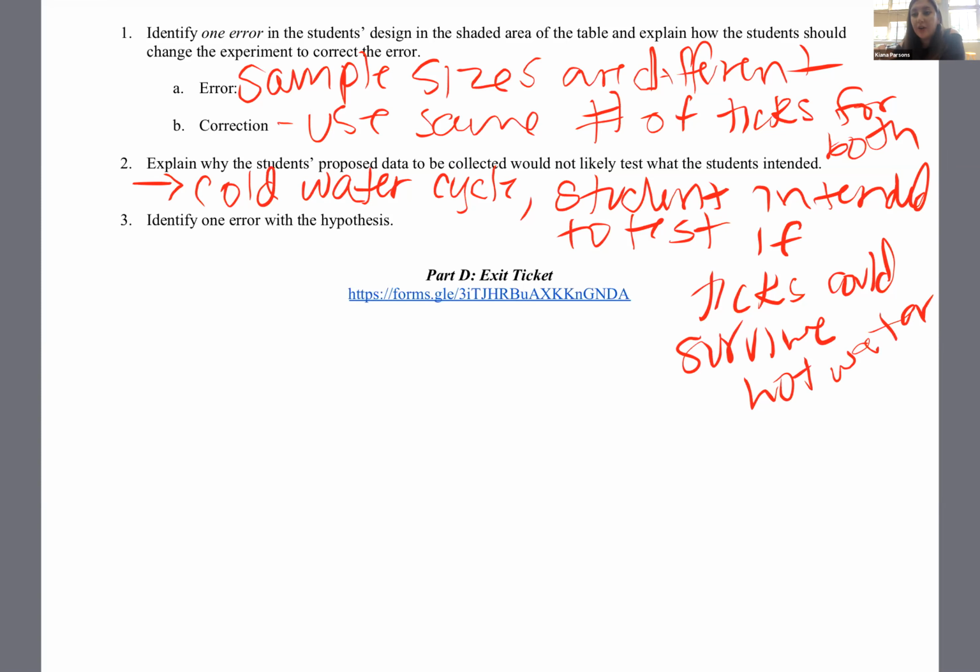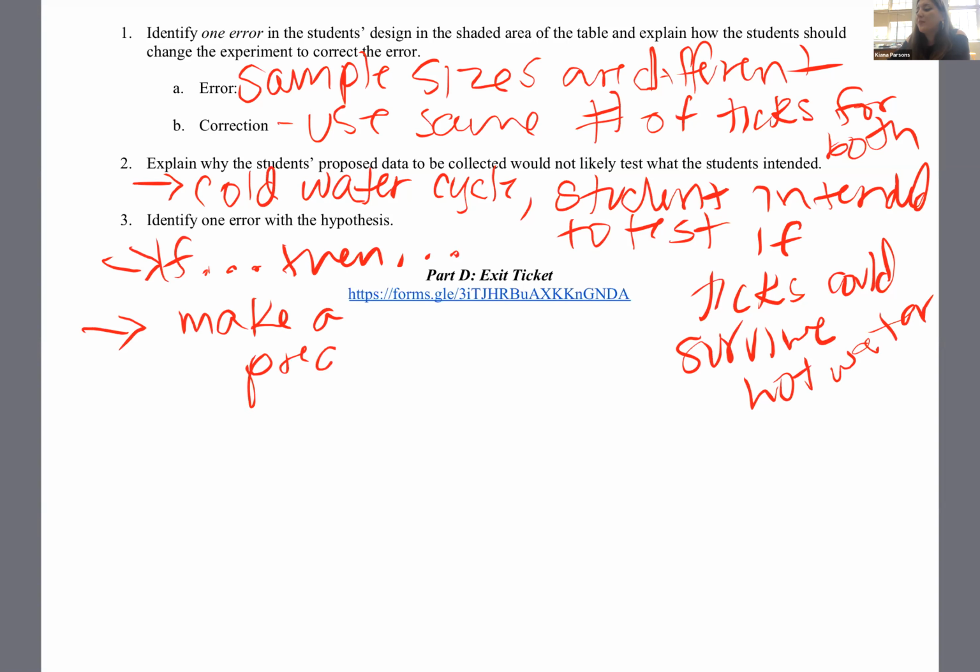Identify one error with the hypothesis. We already stated that the hypothesis there was a question, can ticks survive in hot water? The hypothesis should be in the form of an if-then statement. If ticks are given a hot water bath, then the ticks will die. Also, the hypothesis should make a prediction. And this one didn't, it was just a question.